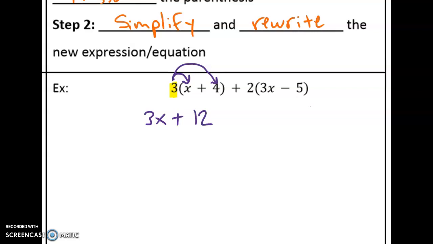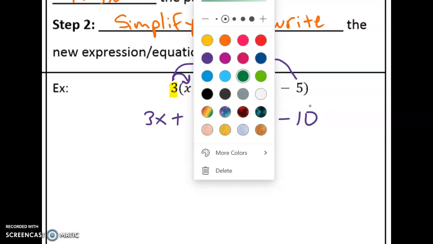Now, since we have another set of parentheses, we have to do it again. Okay, keeping in mind that that is a positive 2. So 2 times 3x is 6x, plus 6x because it is positive. And 2 times negative 5 is negative 10, or minus 10. Yay, we have distributed. There are no more parentheses. Now we just need to simplify by combining those like terms, just like we did yesterday.